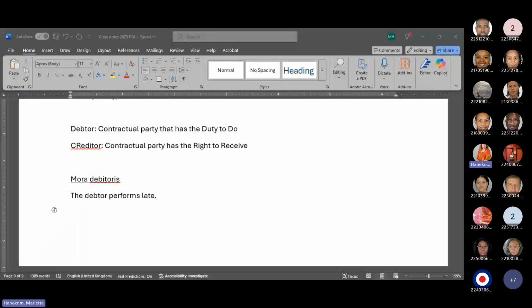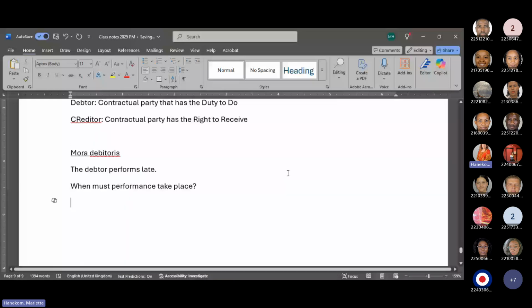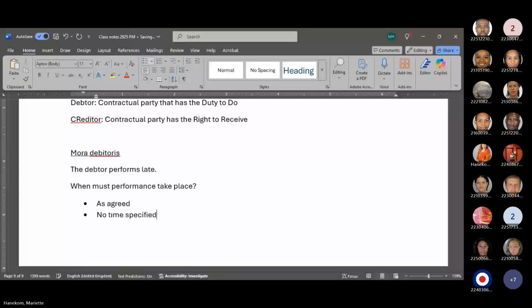Now, when must performance take place? When will we know whether he's late or not? Sometimes the contract will stipulate a specific time. That's easy. Or if there's no time specified, within a reasonable time.